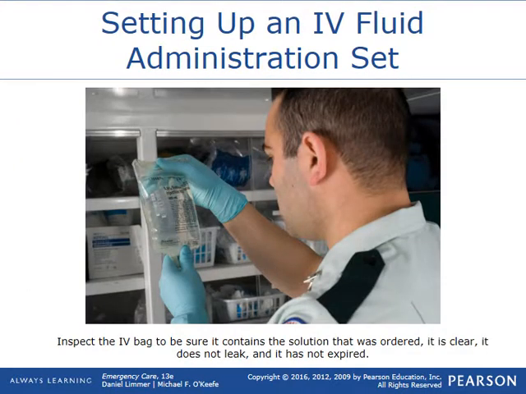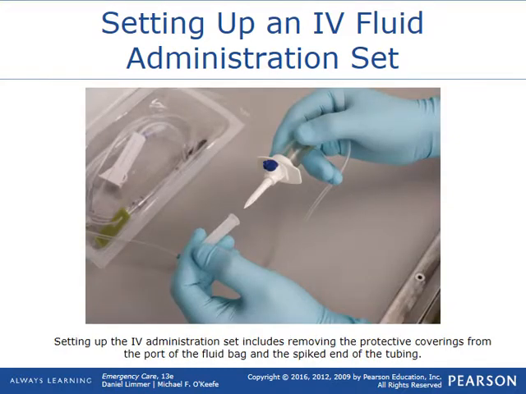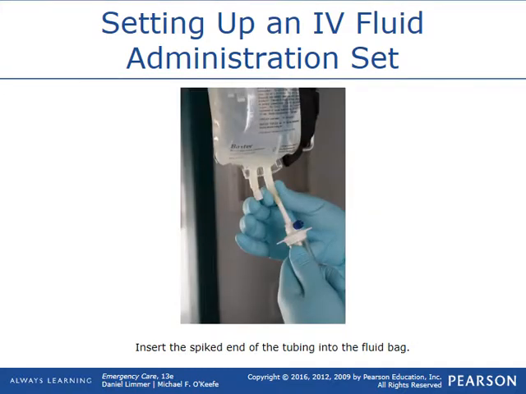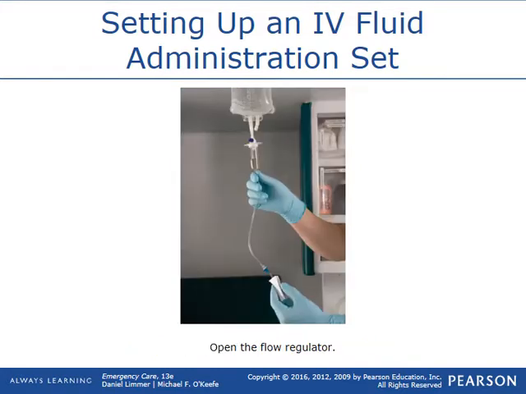Inspect the bag to be sure that it contains the solution that was ordered. Is it clear? Make sure that it does not leak, and make sure that it's not expired. Setting up the IV administration set includes removing the protective coverings from the port of the fluid bag and the protective covering from the spiked end of the tubing. You'll insert the spiked end of the tubing into the fluid bag, and you'll open the flow regulator.